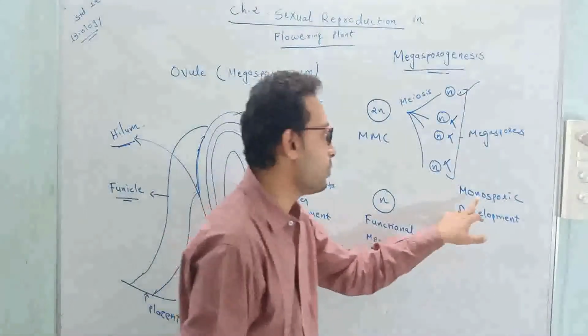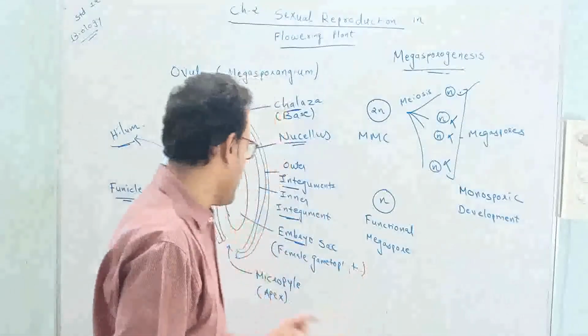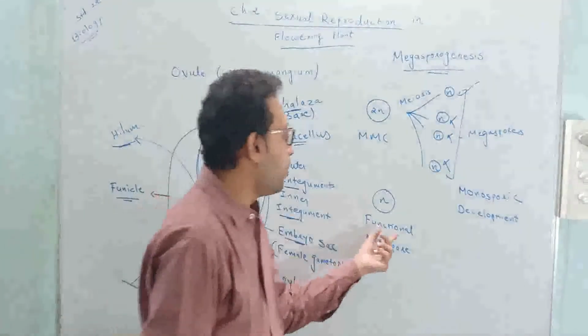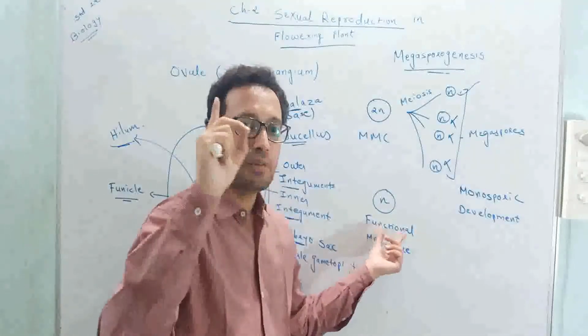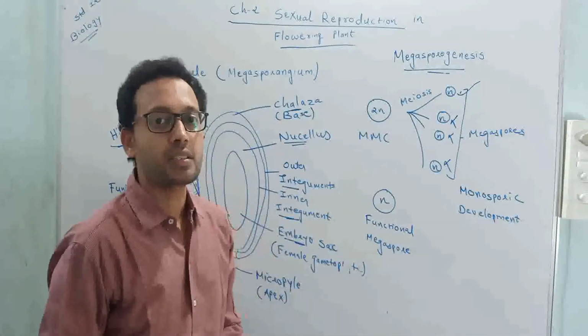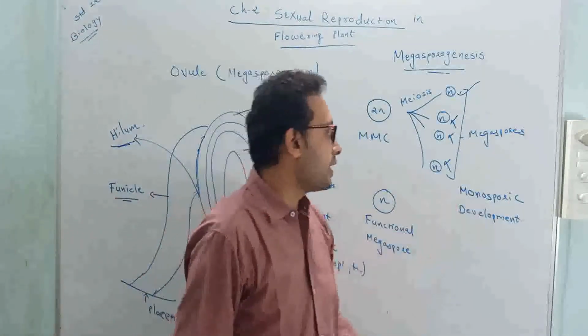Okay, so what is monosporic? Mono means one. Development of the embryo sac from only one functional megaspore is called monosporic development.